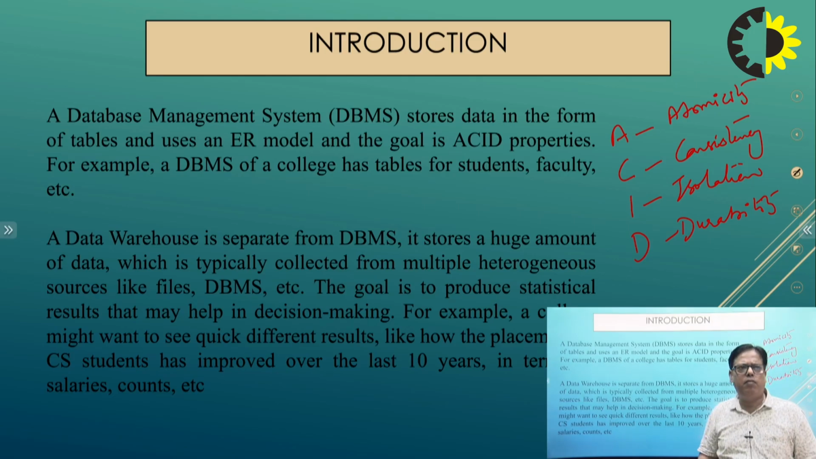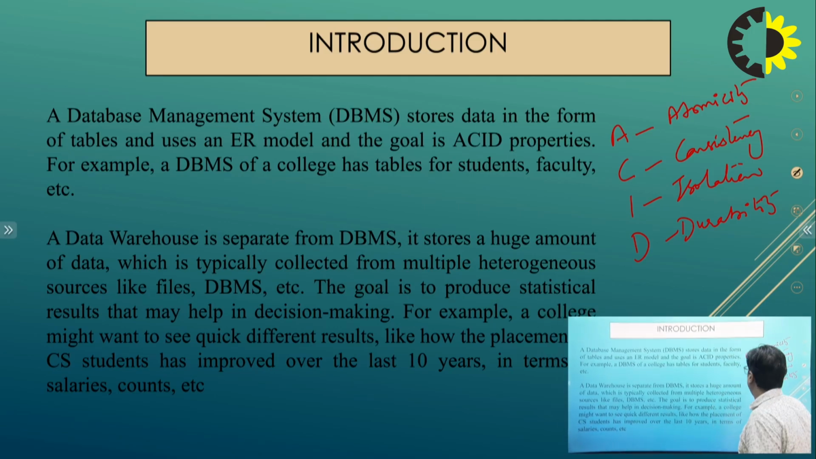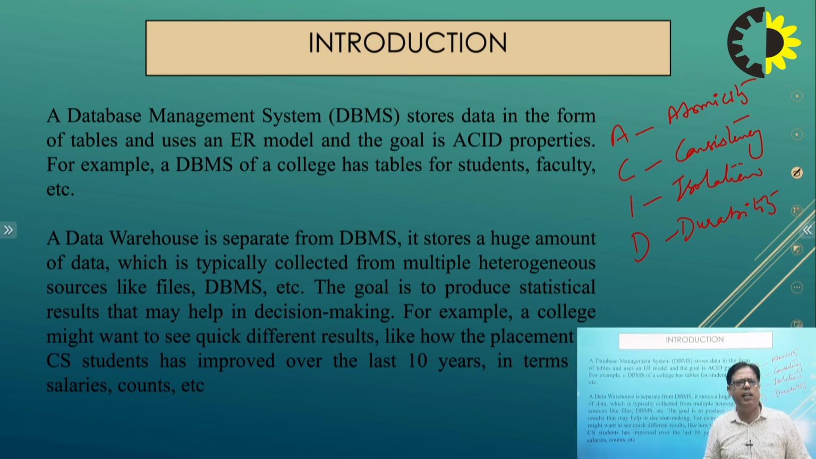If these four properties exist in the database management system, it means data is secure, managed, and in consistent states. A for atomicity means data should be atomic in nature. There is no partial execution. It means a transaction executes fully or aborts. Second, consistency. Consistency means before the transaction is performed and after the transaction is performed, the database should be in a consistent state.